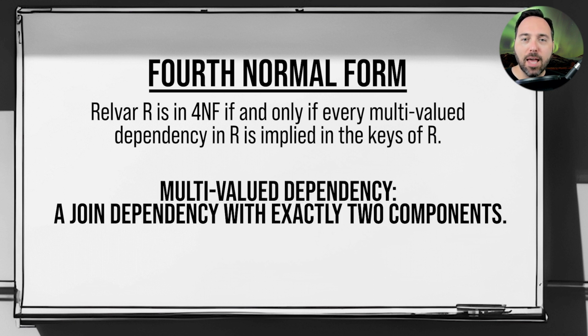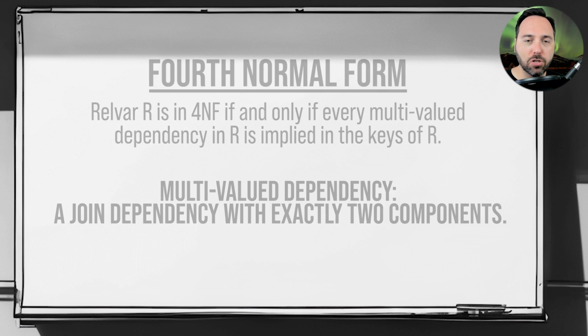Put simply, a multi-valued dependency is a join dependency with exactly two components. So fourth normal form covers sets of join dependencies, each of which has exactly two components. Meanwhile, fifth normal form covers sets of join dependencies with any number of components, not just two.